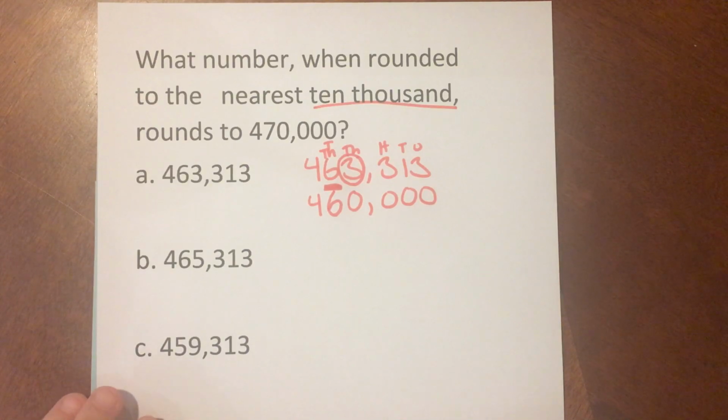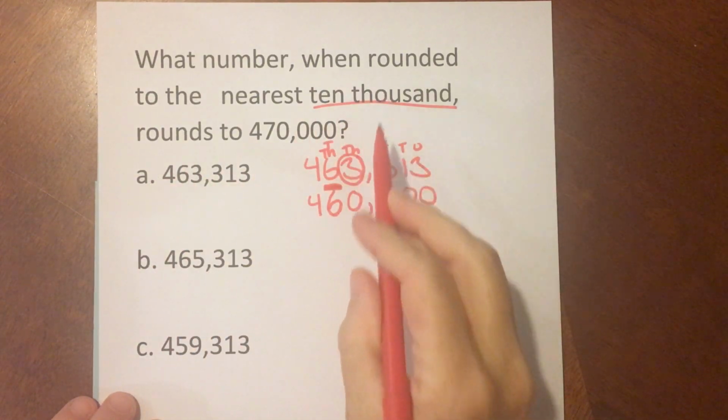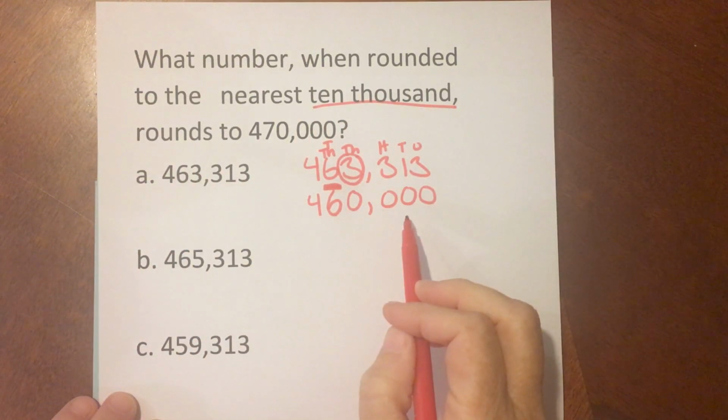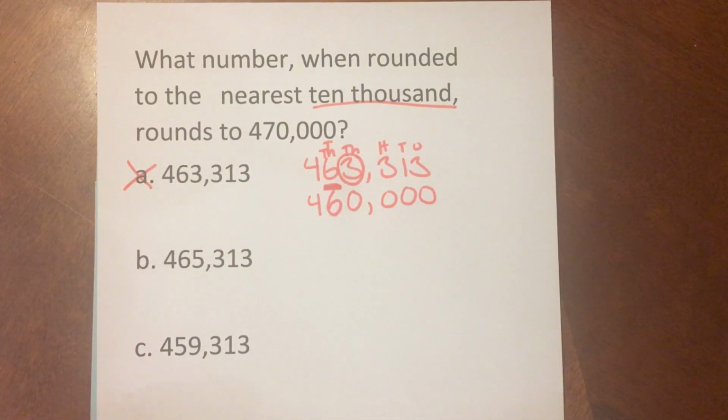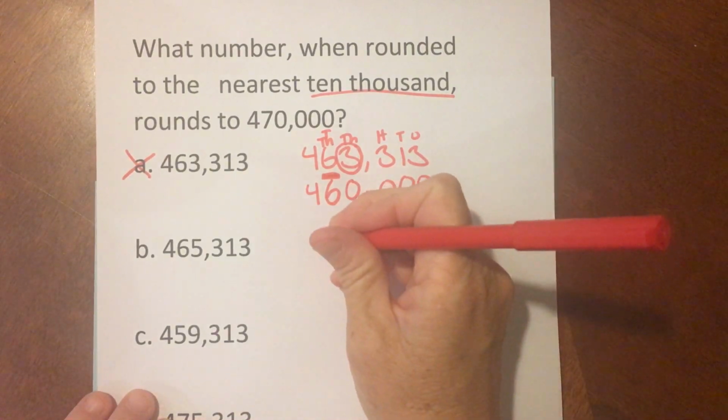Okay, so A, when rounded to 10,000, equals 460,000, not 470,000. So that's not my answer. Okay, let's check the next one.